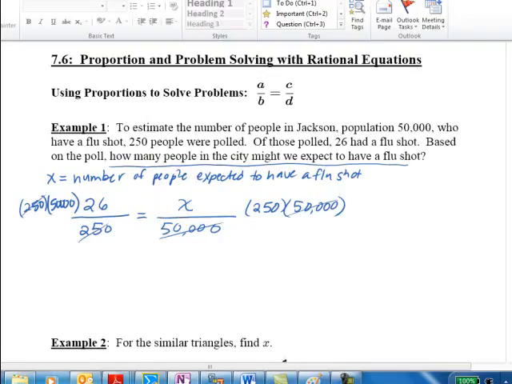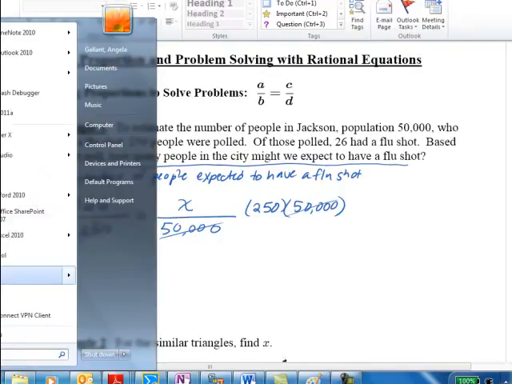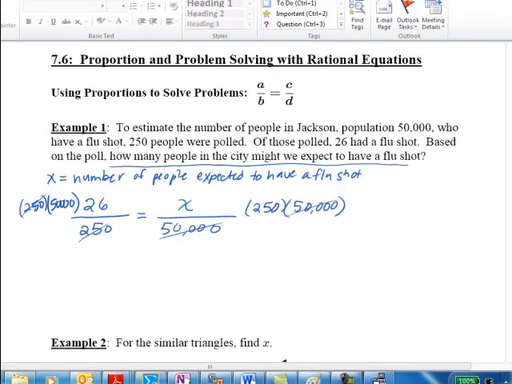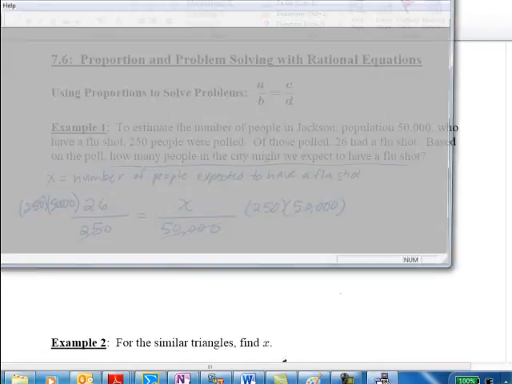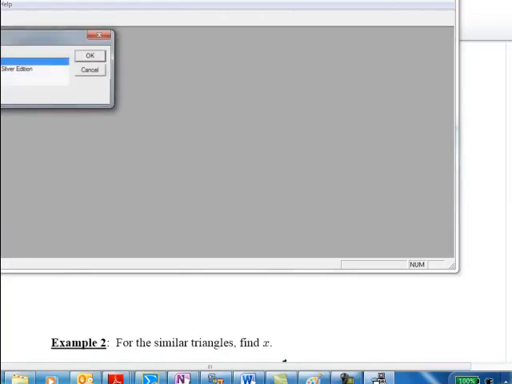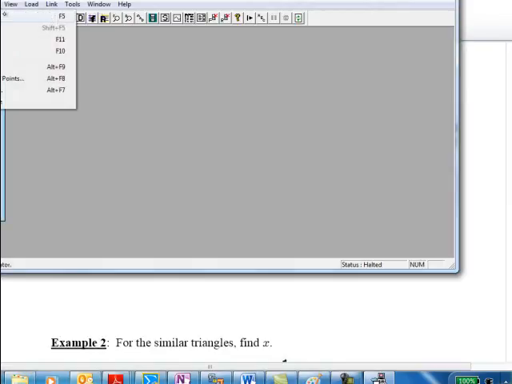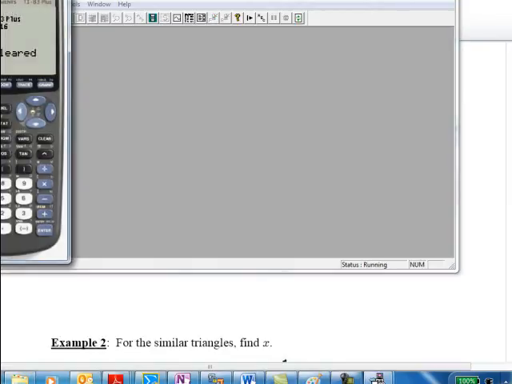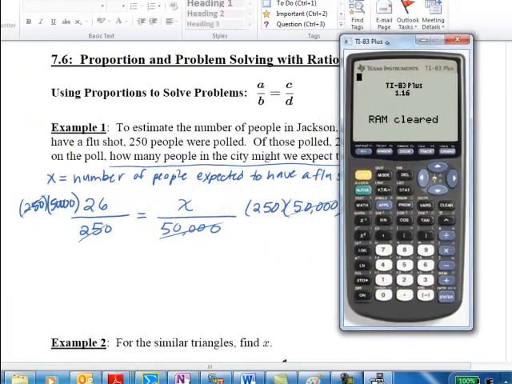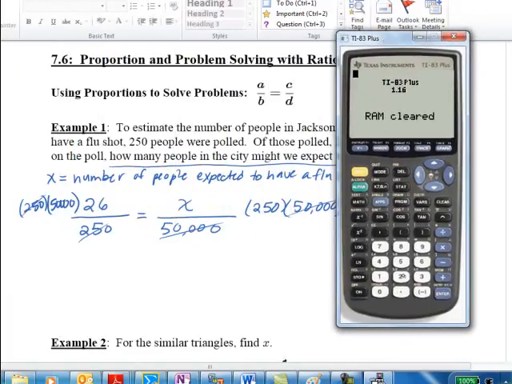I'll grab a calculator for that. Where's my calculator? There we go. Sorry about this here. Okay. So we need 26 times 50,000. So that looks like 1,300,000.